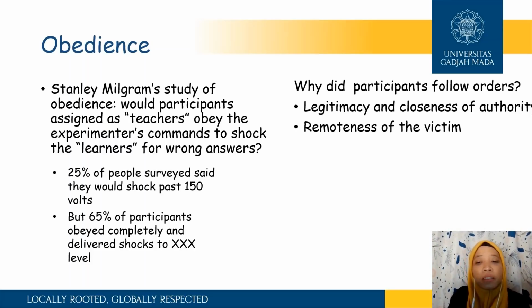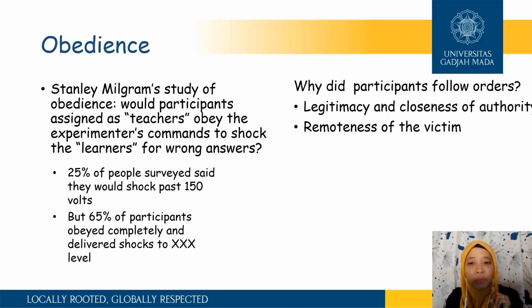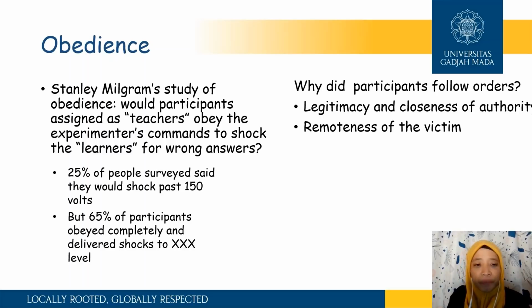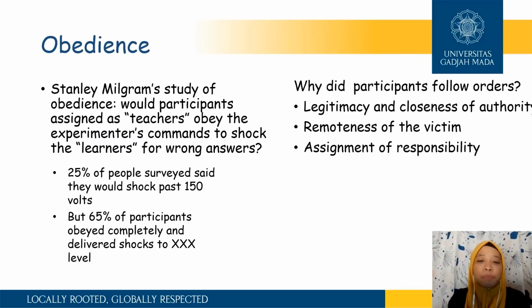And then the next one is the remoteness of the victim. The closer the victim was to the teachers in Milgram's study, the less likely the teachers were to give the shock past 150 volts. But when the victim was remote, far away from the teachers, then they were more likely to shock these quote unquote students, the fake students, past 150 volts.